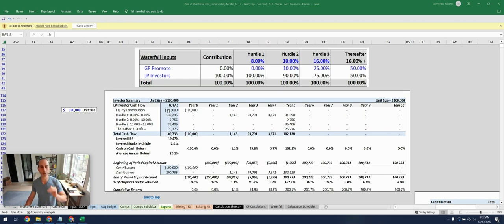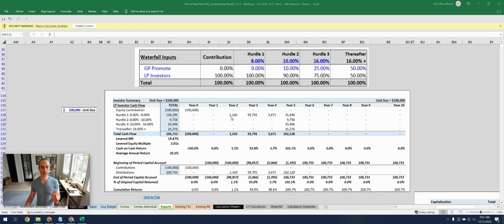So we put 100 grand in the deal. And what this is walking through here is each of the years, right? Year zero is the kind of start point, year one, year two, and so forth. And what the cash flows would be to that investor through each of the hurdles, right?